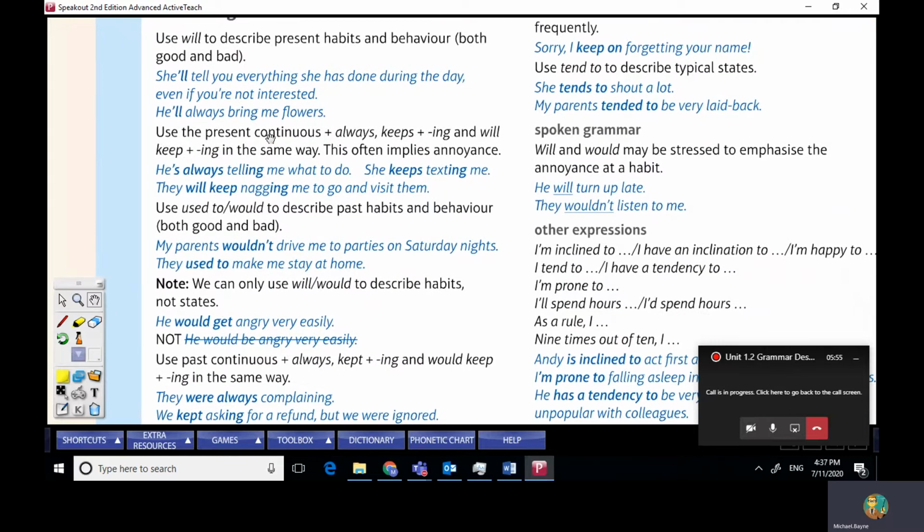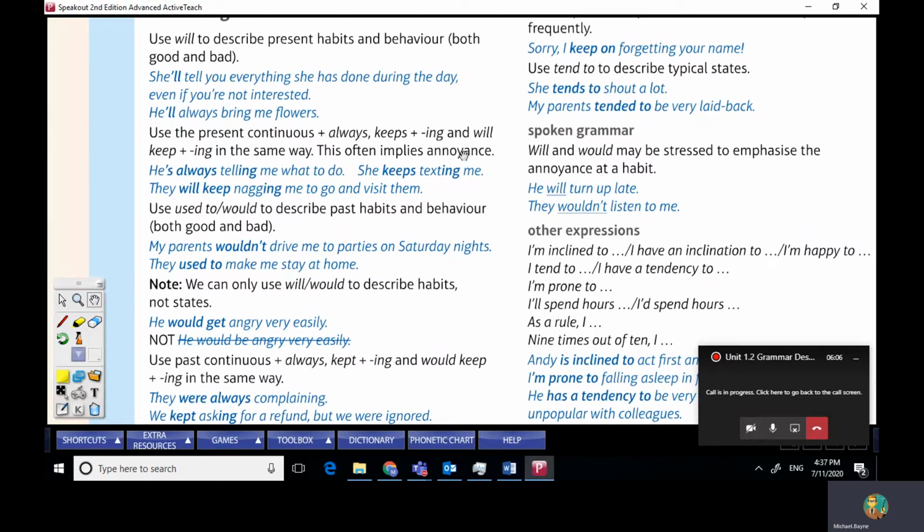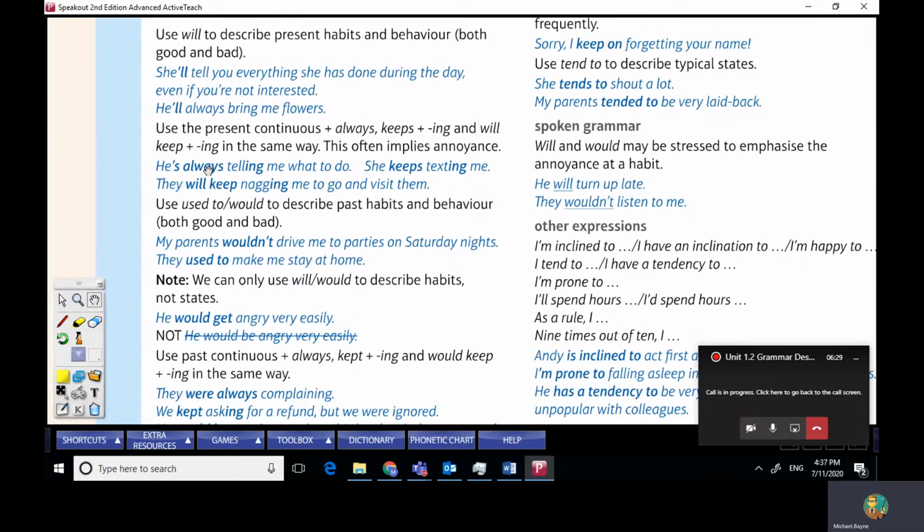You can also use the present continuous plus the word always, or keeps plus ing, or will plus keep plus ing in the same way. And this often implies annoyance. And if you listen to the first video from Grammar 1.1, we quickly went over this when we said he's always doing this, to mean that it's something he does that's often annoying. So let's look at this example. He's always telling me what to do. So it's probably something annoying when somebody is always telling you what to do. They're kind of bossy. But keep in mind, we're using this continuous form with the word always.